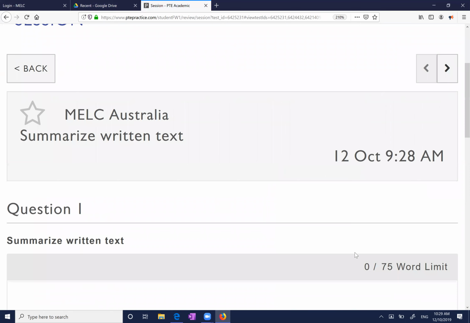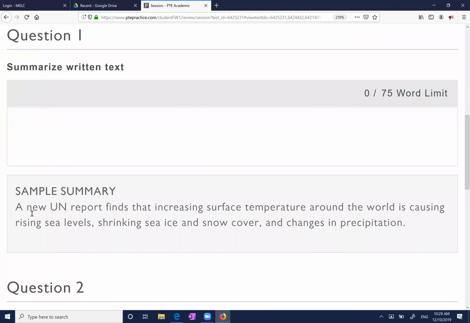Look at this. Read the sample answer. A new UN report finds that increasing surface temperature around the world is causing rising sea levels, shrinking sea ice and snow cover, and changes in precipitation. Has it included too much detail? No, because this is the overall idea. Now we can't be this short just to save ourselves. So if you see this is less than 30 words. Does that make sense? Overall idea is needed.